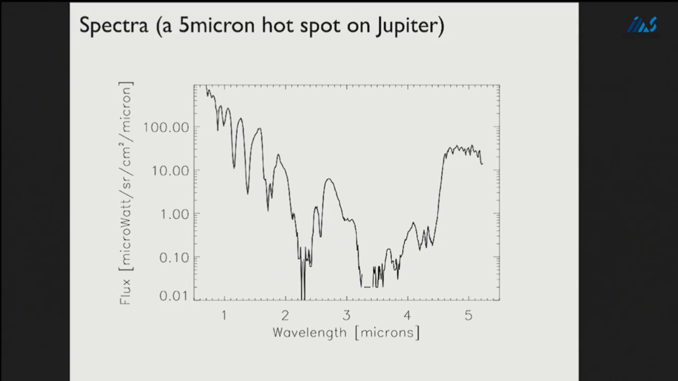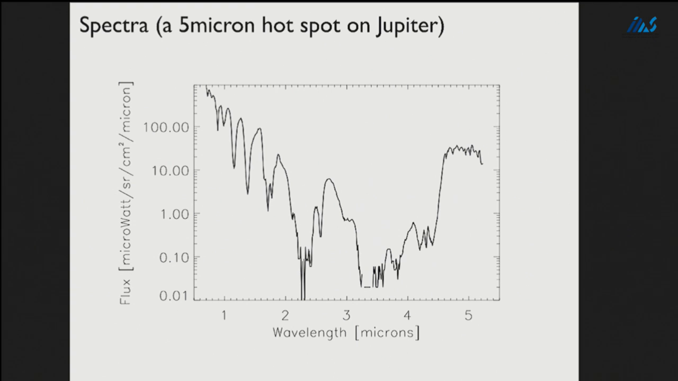So this is just the spectrum of 5-micron hotspots. So you can see that there are absorption bands of various elements. Mostly it's CH4 that absorbs over there. These 5-micron hotspots are called that because they emit a lot at 5 microns. And basically, what you're seeing here are two components.